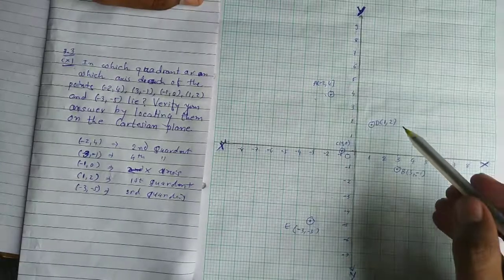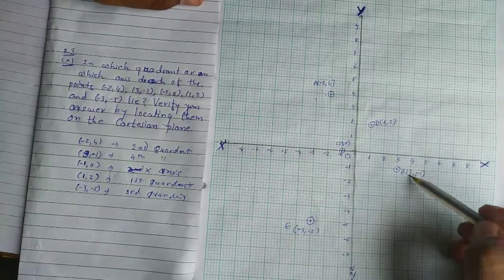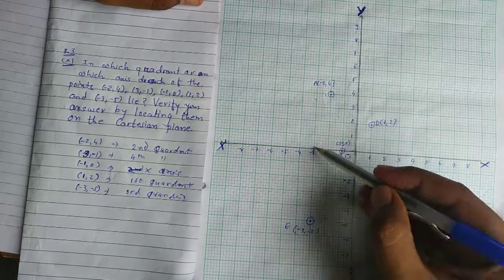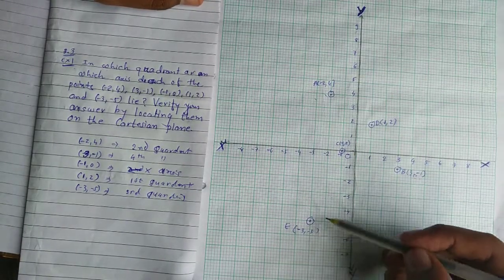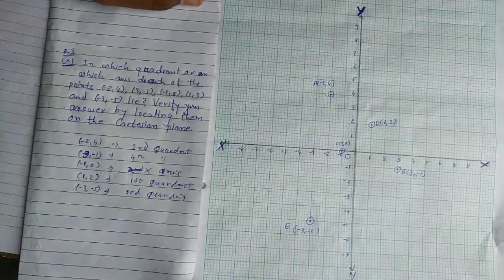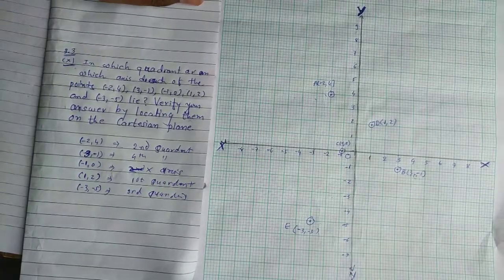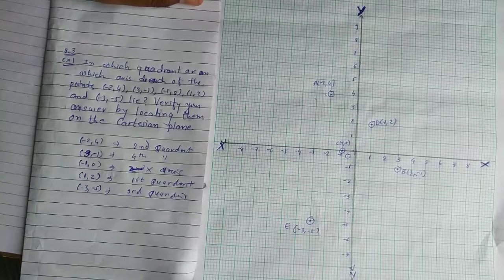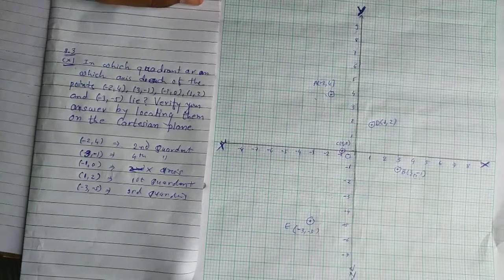Second quadrant. 1, 2 is the first quadrant. 3, minus 1 is the fourth quadrant. Minus 1, 0 is on the x-axis, and minus 3 and 5 are in the third quadrant. Okay. Ready? Example number 1 of exercise 3.3 should be completed.